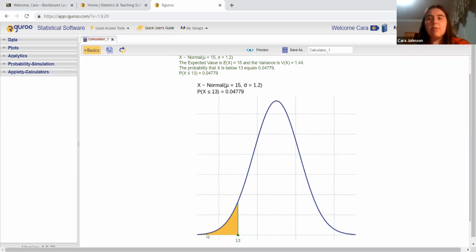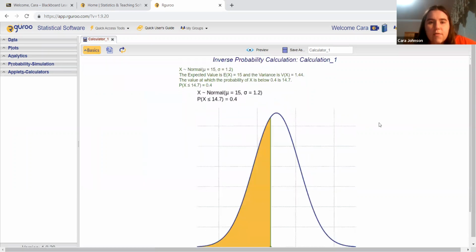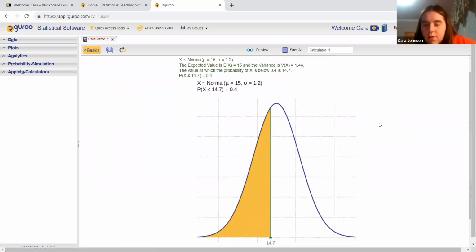All right, so now that's the probability part. Let's do the other direction now, probability to values. The first question, we're going to find the height of a flower in which 40% of the flowers are shorter than it. So now we're finding a data value given the probability. If 40% of the flowers are shorter than it, that means we have 40% of the data below your data value. So you're going to have a lower tail of 0.4. Hit the eyeball, and there we go. You get 14.7 centimeters.